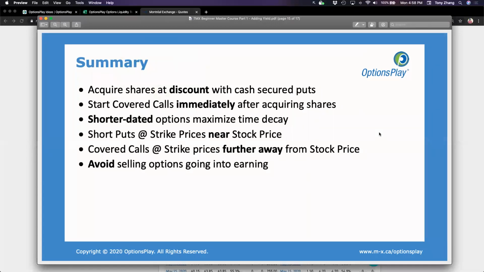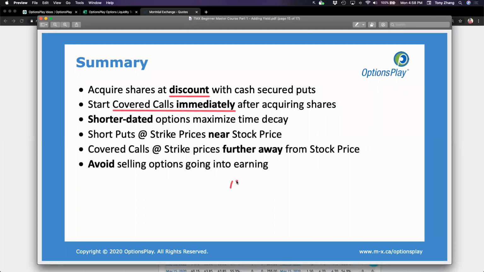Perfect. Okay, so just a quick summary before we jump over to OptionsPlay. Number 1, you want to sell put options to generate a discount on the purchase of your stocks. You want to start selling covered calls immediately after you acquire those stocks. You don't want to sell covered calls after you've taken on a huge hit.